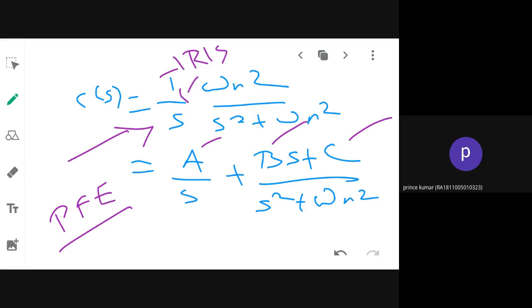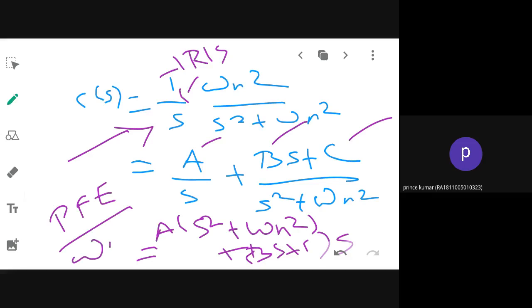Prince will tell me the answer. You know how to do the substitution, no? Partial fraction expansion. All the others should also try in your notebook. Just cross multiply (s squared plus omega n squared) plus (b s plus c) into s, and make it equal to omega n squared. Equate the coefficients of constant, s squared and s, and find out the constants a, b, c and tell me the answer. Anybody is welcome to give me the answer.